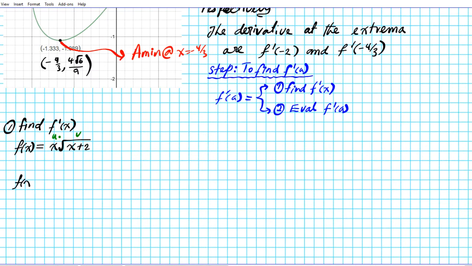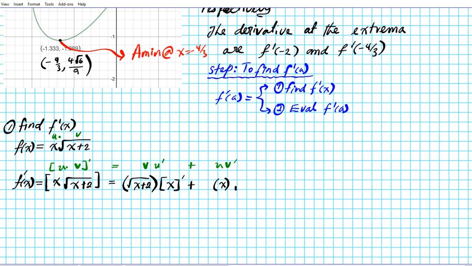So let's go ahead and apply the product rule here. So f prime of x is going to be the derivative of x times the square root of x plus 2. So we're looking at u times v prime. So what's the derivative of u times v? The product rule is as follows. It's v times u prime plus u times v prime. Alright, let's apply that here. We're going to have v, which is the radical function, root x plus 2, times the derivative of the linear monomial, x prime, plus u, which is x, times the derivative of the radical function, root x plus 2 prime.